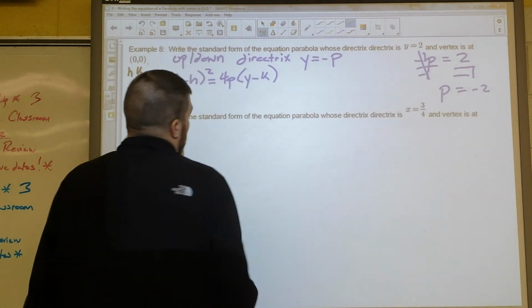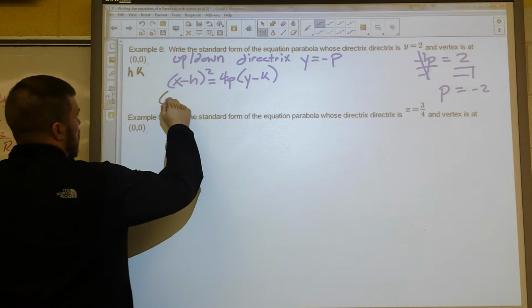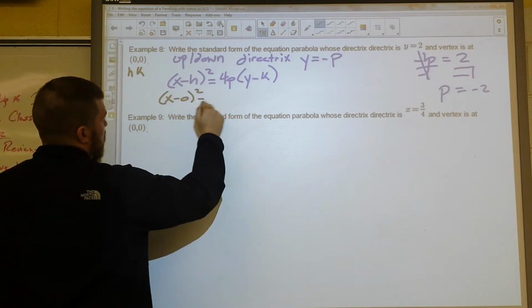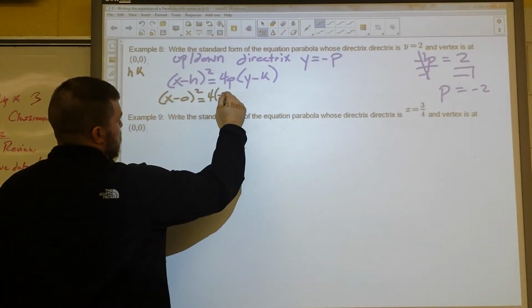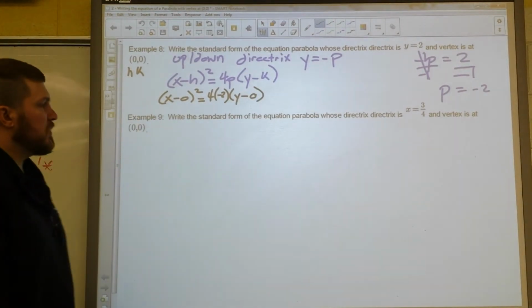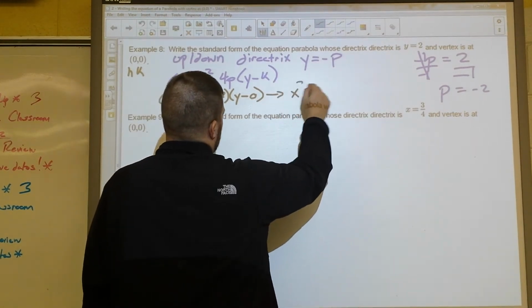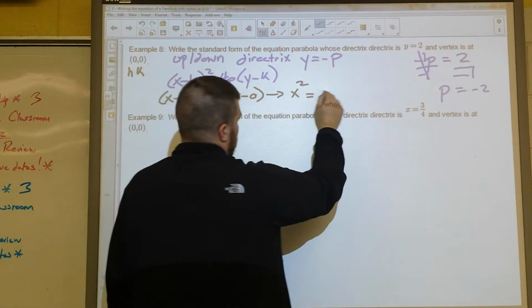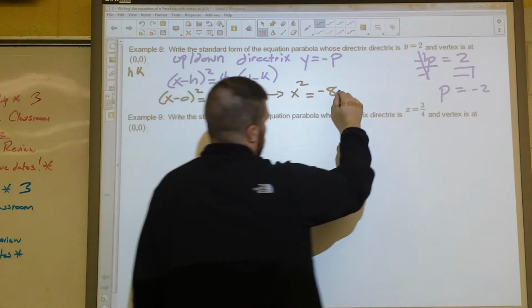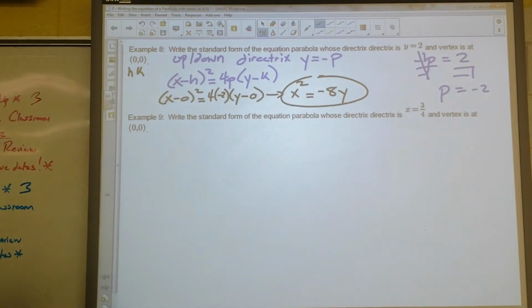Now I'm ready to plug in everything that I know. So I have (x - 0)² = 4 · (-2) · (y - 0). And now I want to clean up as much as I can. x - 0 is just x squared. 4 times negative 2 is negative 8. And y - 0 is just y. So that's the equation of this parabola.